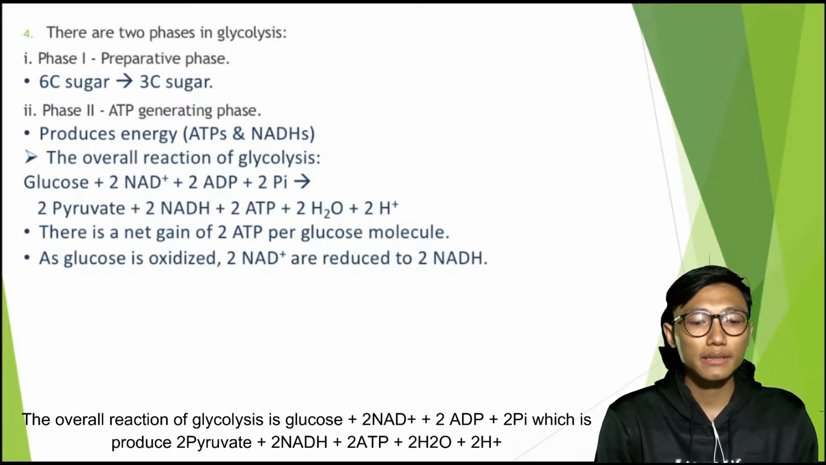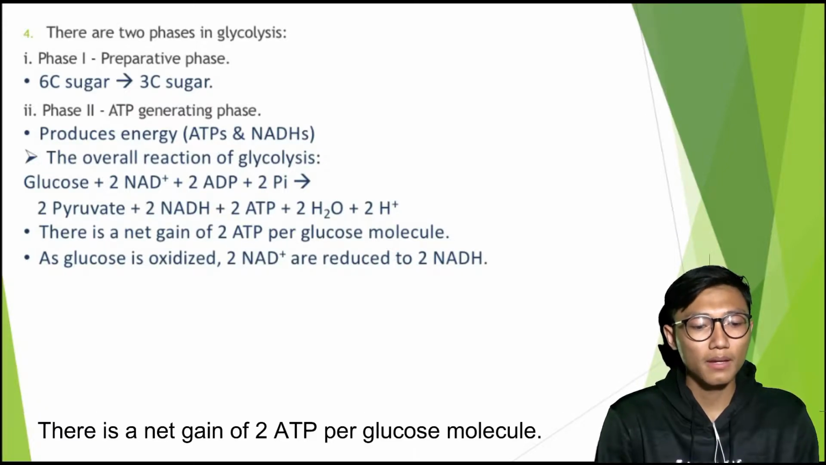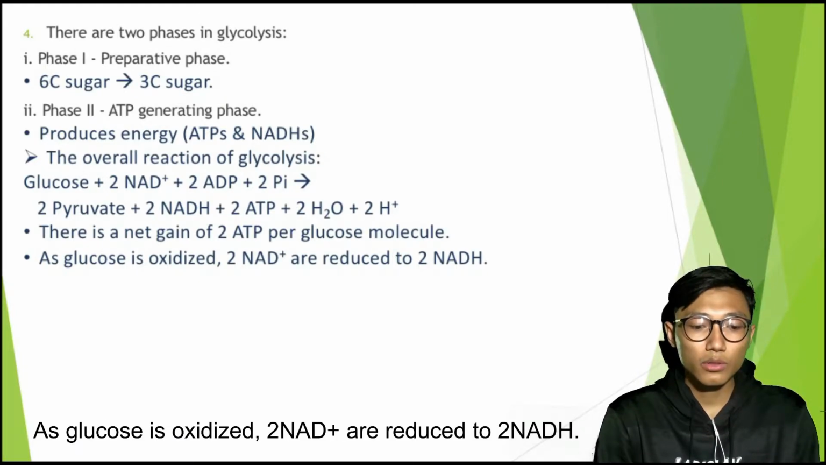The overall reaction of glycolysis is glucose plus 2 NAD ion plus 2 ADP plus 2 Pi, which produces 2 pyruvate plus 2 NADH plus 2 ATP plus 2 molecules of water plus 2 hydrogen ion. There is a net gain of 2 ATP per glucose molecule. As glucose oxidizes, 2 NAD ion are reduced to 2 NADH.